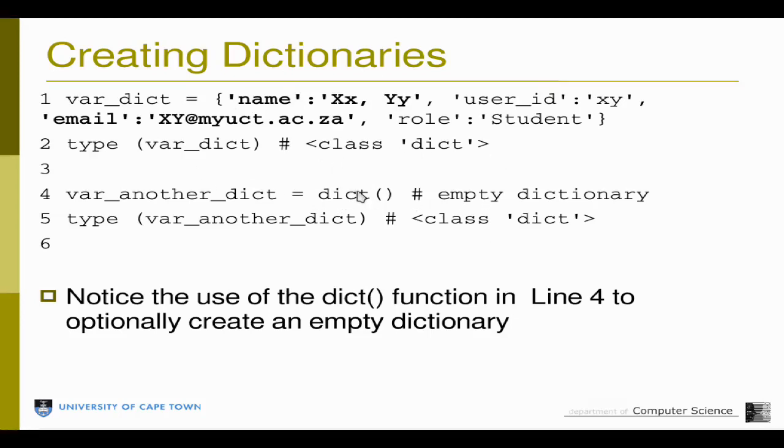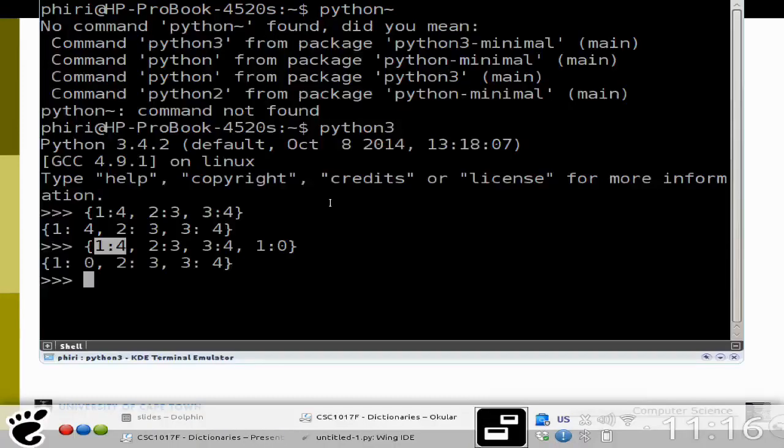It's a construct actually, but we call it a function. What this function does is it creates an empty dictionary. So if you invoke dict, it will create your empty dictionary. This is what it does.